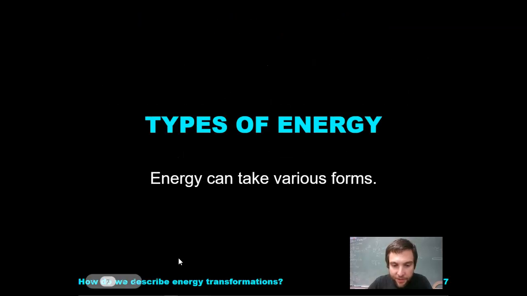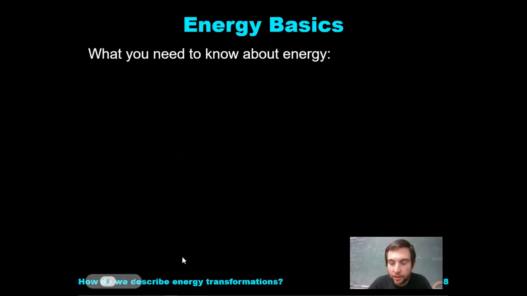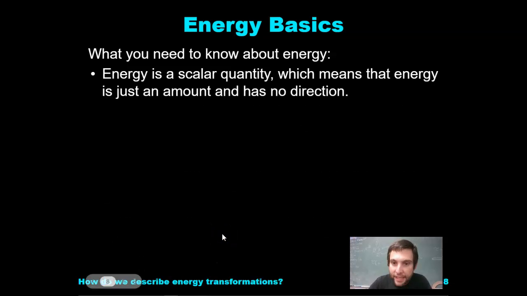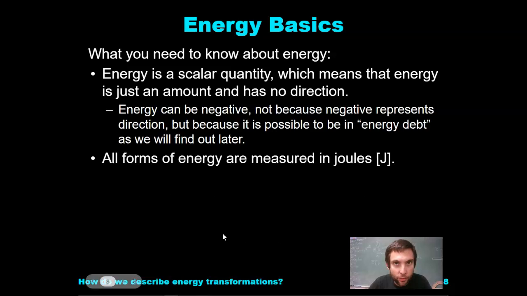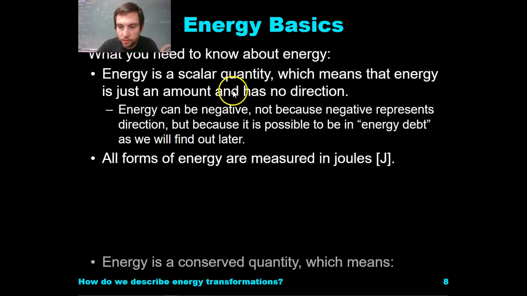All right, types of energy. There are lots of different forms, like I said. Here's what we need to know about energy. Energy is a scalar quantity, which means that energy is just an amount and has no direction. Energy can be negative, not because negative represents direction, but because it's possible to be in energy debt, which we're going to go into deeper later. All forms of energy are measured in joules.